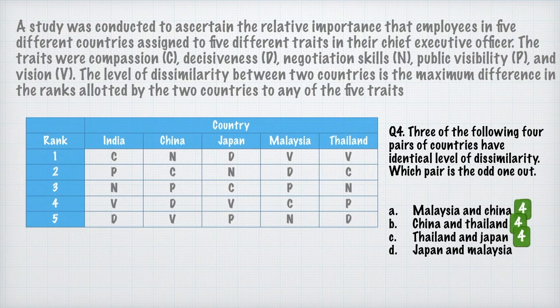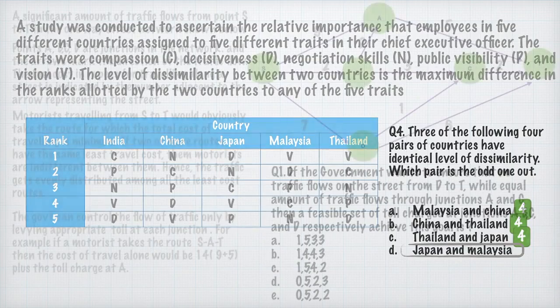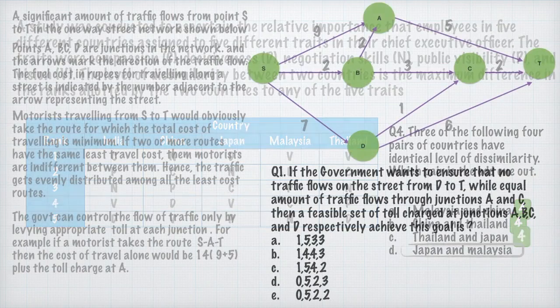Now again using logic, I know 3 options are 4. Obviously the 4th option must be the odd pair out. I will not work out the value. Even without working out the value, I know the answer is Japan and Malaysia, right? So pretty easy, straightforward. A lot of it might look scary, right?